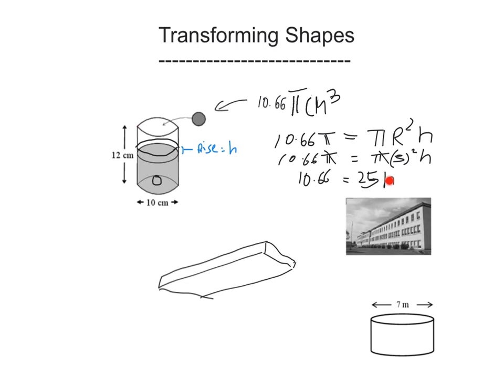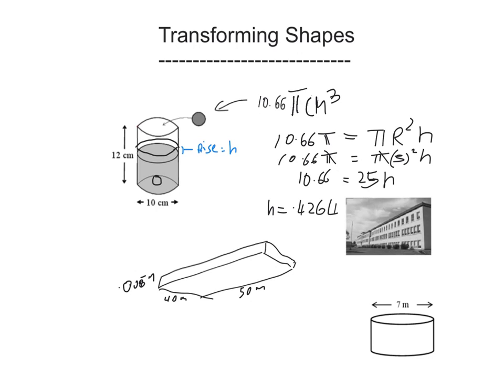Then to find out what h is, we simply bring the 25, which is multiplying by h here, we bring it over here and divide it into 10.66. So h will end up being equal to 10.66 divided by 25, which gives us 0.4264.